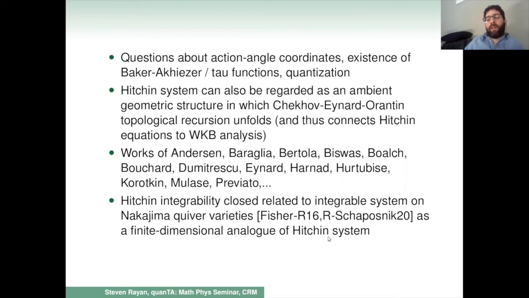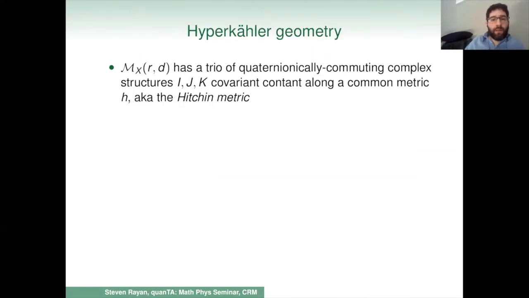system. Whereas the Hitchin system, at the end of the day, is finite dimensional, but it's infinite dimensional in the sense that it's the quotient of an infinite dimensional space of connections via a gauge group. And then what results from that quotient happens to be finite dimensional, where Nakajima quiver varieties were always finite dimensional. And so the connection between these two different systems is made precise in my work with Fisher and Shaposnik.